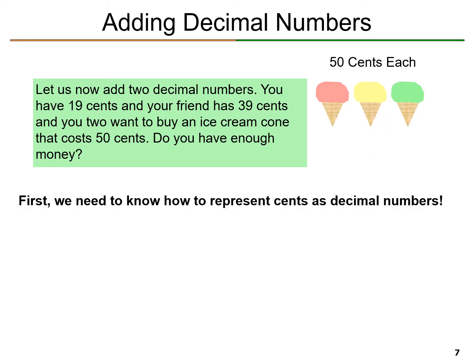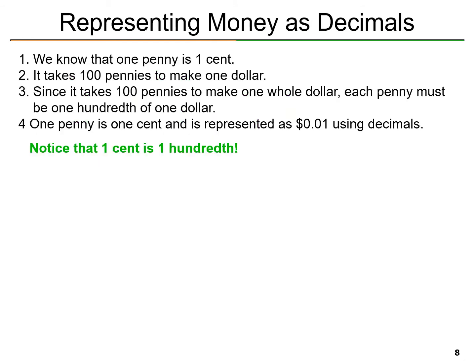But first, we need to know how to represent cents as decimal numbers. Okay, let's look at representing money as decimals. We know that 1 penny is 1 cent. It takes 100 pennies to make $1. Since it takes 100 pennies to make one whole dollar, then each penny must be 1/100th of $1.